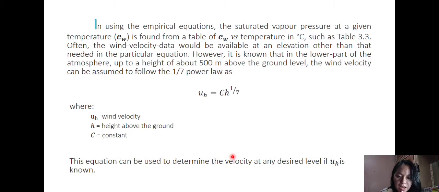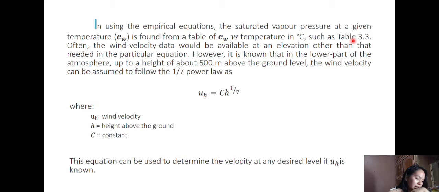However, in view of the various limitations of the formulas, they can at best be expected to give an approximate magnitude of the evaporation. In using empirical equations, the saturated vapor pressure at a given temperature, denoted again as E sub W, is found from the table of E sub W versus temperature in degrees Celsius, such as table 3.3.